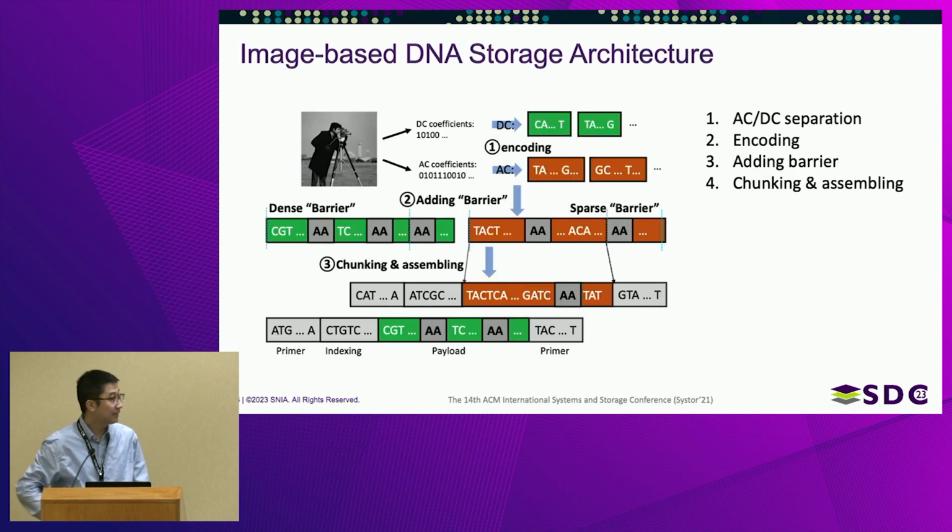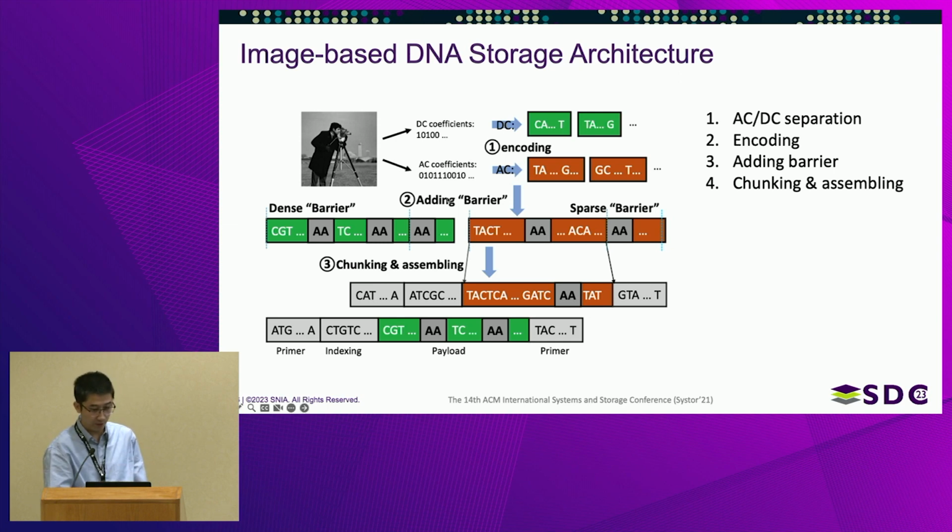So here is the basic process of the image DNA. First of all, we have the AC-DC separation, because during the encoding process, we can store the AC and DC coefficients in different DNA strings, right? DNA strings are physically separated, so based on this physical separation, we can separate AC-DC coefficients as well.